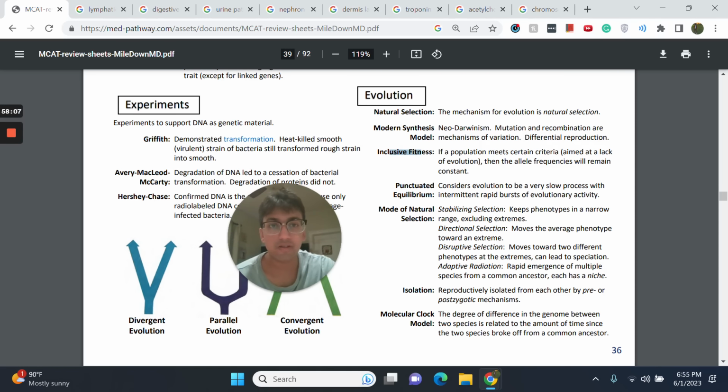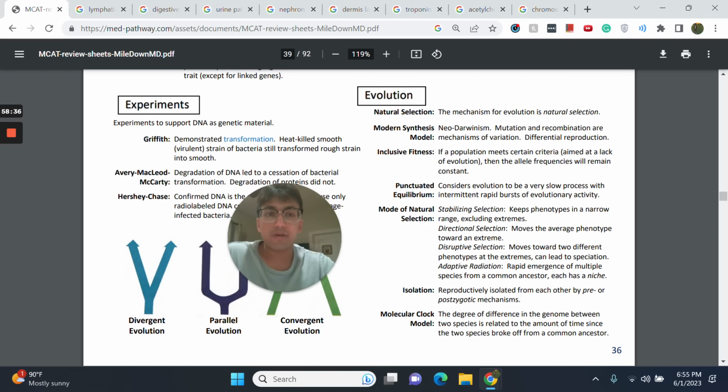You can also have inclusive fitness. Inclusive fitness is that if a population meets certain criteria, then the allele frequencies will remain constant. And that's only when there's a lack of evolution. So when you learned about the bird beak and the finches' beaks, there was evolution going on because the environment was changing. And if there's no change in your environment, then you'll have inclusive fitness, which means that the allele frequencies will remain the same.